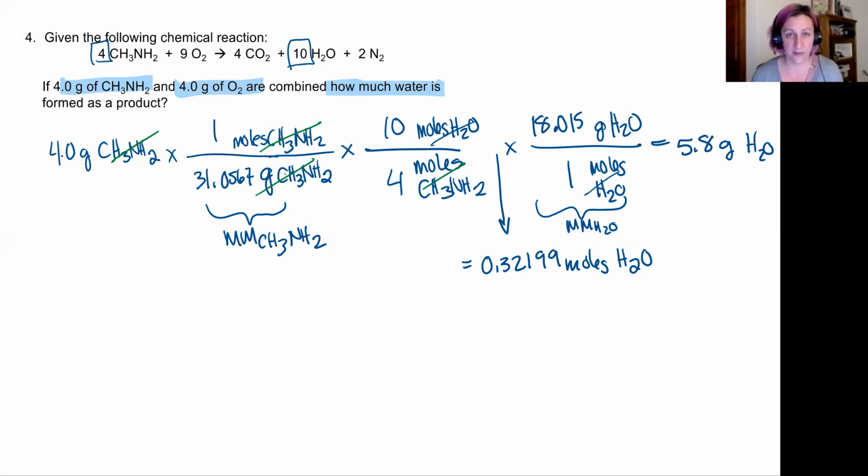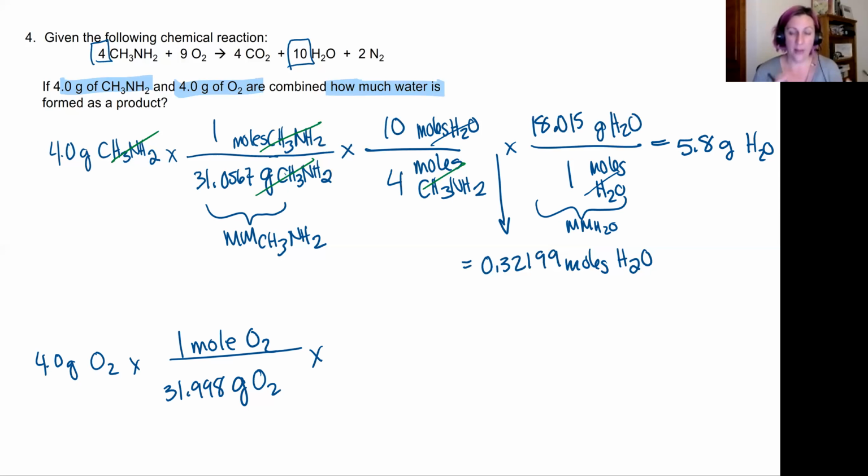Okay, so we've got methylamine figured out. Let's compare it to oxygen. We're starting out with 4 grams of this as well. So I've got 4.0 grams of oxygen. And again, that first step is always making sure we go into moles. So I'll have 1 mole of oxygen is my goal, and I need to cancel out grams of oxygen. And so my molar mass is going to be 15.99 times 2. Again, we're using those weights from the periodic table. I get 31.998 grams.